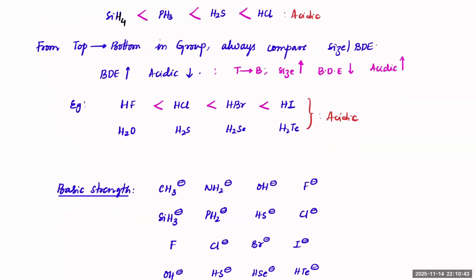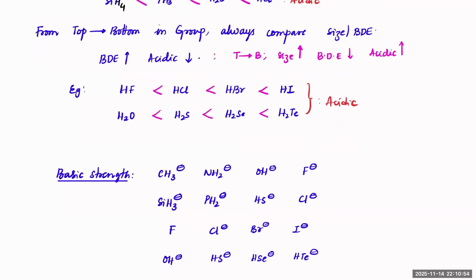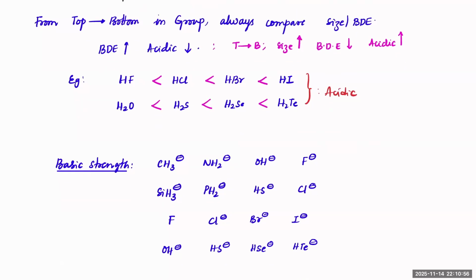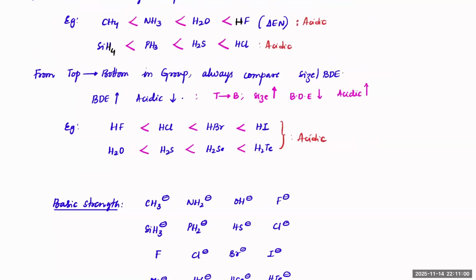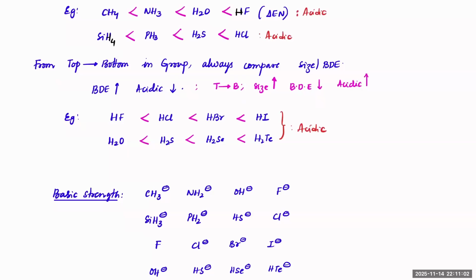This is from group 17. In group 16, tellurium, H2Te is the strongest acid. Then H2Se, H2S and H2O. Clear? These are all the acid forms. Now the same logic, if at all I remove one H plus, then they all will become bases. Correct? Now see the bases here.